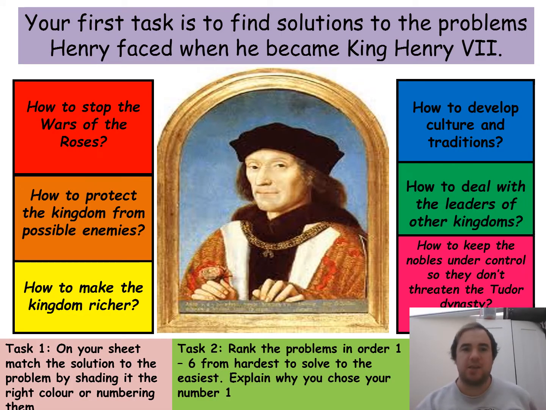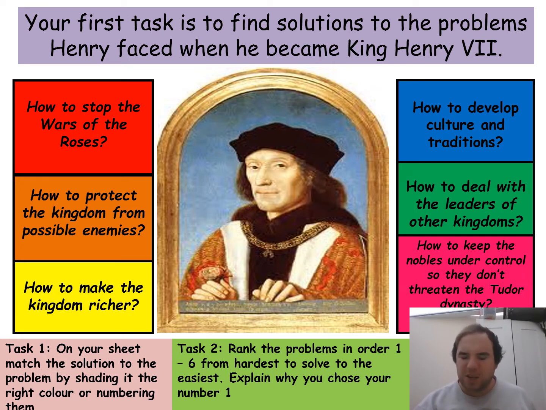Now, there were 6 key problems that Henry had to deal with when he became the King of England. He had to stop the Wars of the Roses, that's the obvious first one. He had to figure out how to protect the kingdom from possible enemies. He had to figure out how to make the kingdom richer. It's going to be very difficult as a king to do much if you have no money, as previous kings had realised. He needs to figure out how to develop culture and traditions. He also needs to figure out how to deal with the leaders of other kingdoms. And finally, how to keep the nobles under control so they don't threaten the Tudor dynasty.